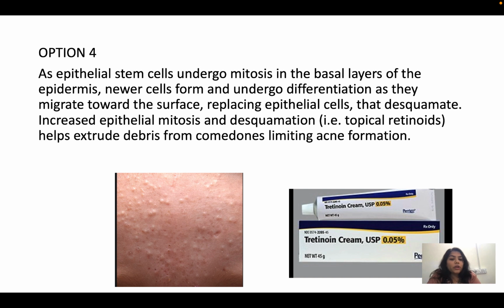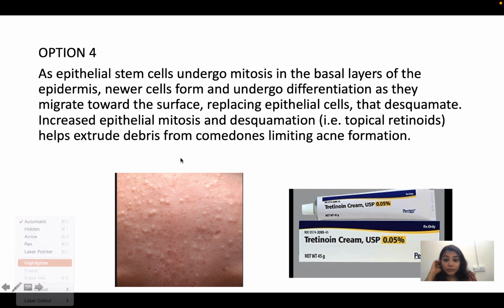Moving to option 4. So option 4 was whether excess of desquamation is actually leading to acne. No, this is a form of treatment of acne. So you see, when epithelial stem cells undergo mitosis in the basal layer of the epidermis, newer cells form and undergo differentiation as they migrate towards the surface. So these replace epithelial cells that desquamate. So there is always a desquamation going on.